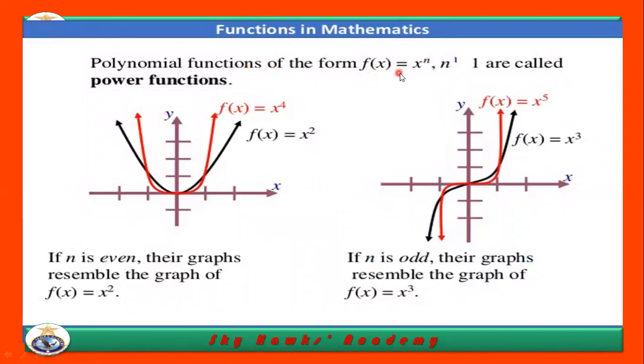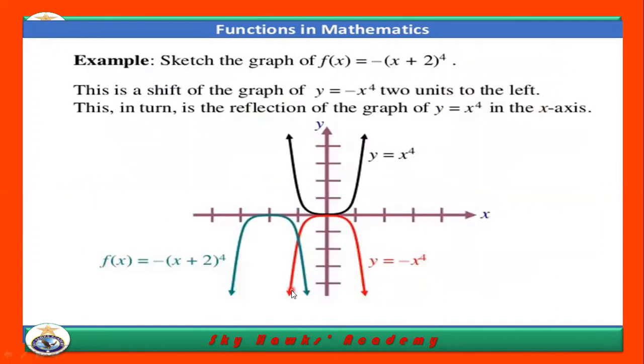Polynomial functions of the form x^n are called power functions. You can look at f(x) equal to x^4, so you can draw this, the black one. And similarly, when n is even, their graphs resemble the graph of f(x) equal to x squared, so these are symmetrical. What I mean to say is, these are just like that. And if n is odd, look at this odd function. This is just like that. If n is odd, their graphs resemble the graph of f(x) equal to x cubed.